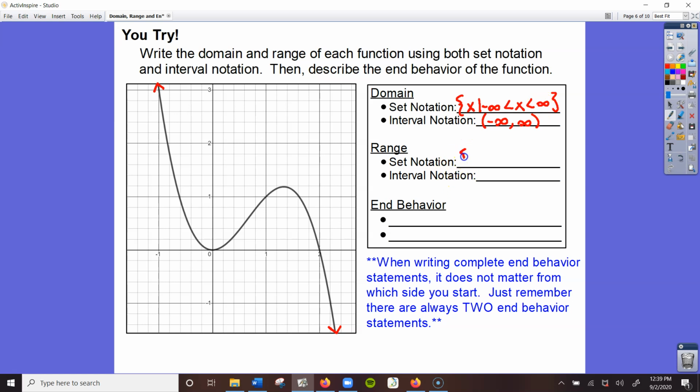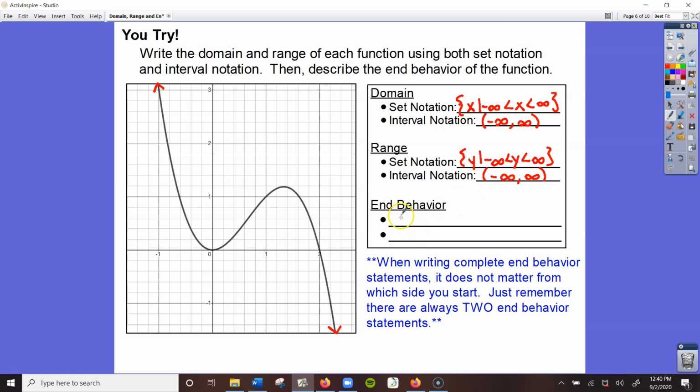For the range, we open up the set, we would put y, the bar, and I'm setting up my inequality here. I notice that on this graph, it is going down forever. That means that it's going to negative infinity for the range, and it is also going to go up forever, so the largest possible y value would also be positive infinity. And in interval notation, it's negative infinity to infinity.